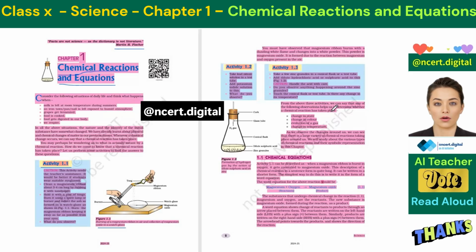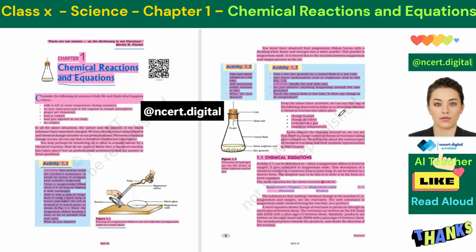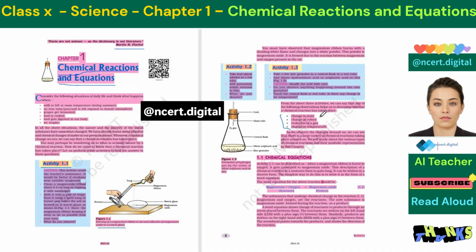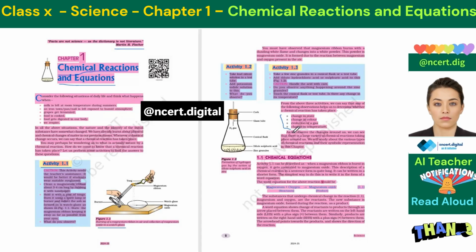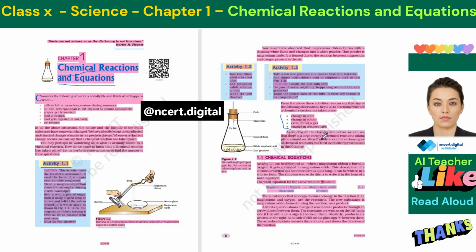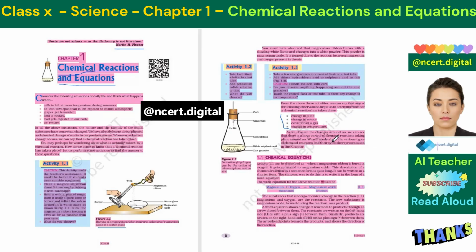From the above three activities, we can say that any of the following observations helps us to determine whether a chemical reaction has taken place: change in state, change in color, evolution of a gas, change in temperature. As we observe the changes around us, we can see that there is a large variety of chemical reactions taking place around us. We will study the various types of chemical reactions and their symbolic representation in this chapter.